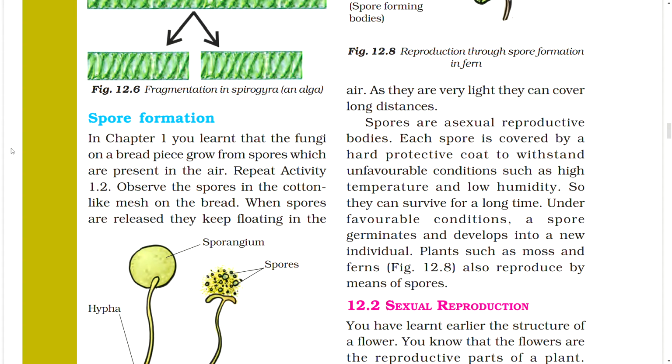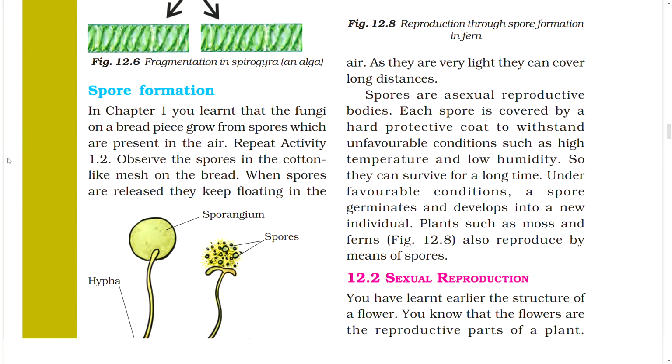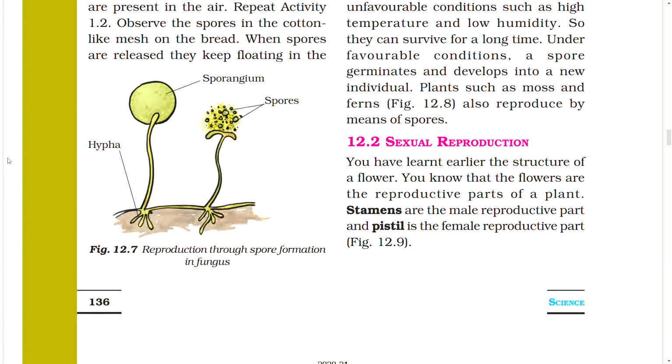Spore formation. In Chapter 1, you learned that the fungi on a bread piece grow from spores which are present in the air. Repeat the activity. Observe the spores in the cotton-like mesh on the bread. When spores are released, they keep floating in the air. Figure: sporangium, hypha, spores. Reproduction through spore formation in fungus.